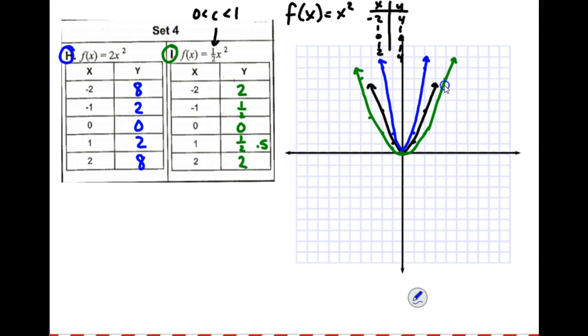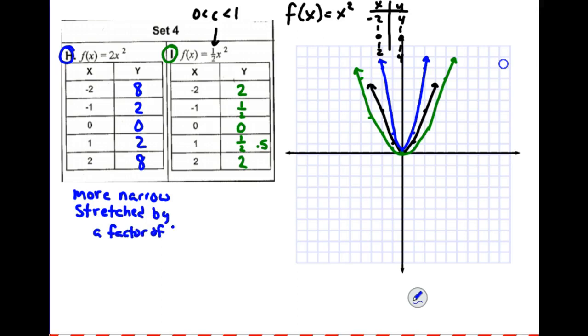Well, if you compare the width of the graph, the 2x squared looks narrower. So you could say that it was more narrow. If you imagine that there are arrows on the ends, and we were to pull those arrows up, both of them at the same time, with the same force, and stretch this graph, we could make it go to that blue spot. So we could say that it's stretched. And in fact, it's stretched by a factor of 2.